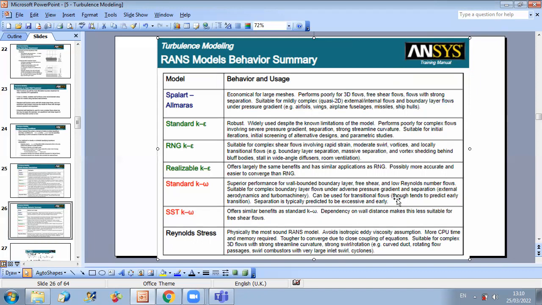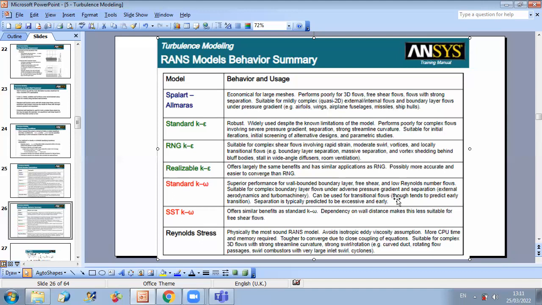It performs poorly for 3D flows, free shear flows, and flows with strong separation. So whenever you have one of these applications, don't use it. It's suitable for moderately complex scenarios in 2D, including external and internal flows and boundary layer flows under pressure gradients. So for example, this model is suggested to be used for airfoils, for wings, for missiles, and for ships.